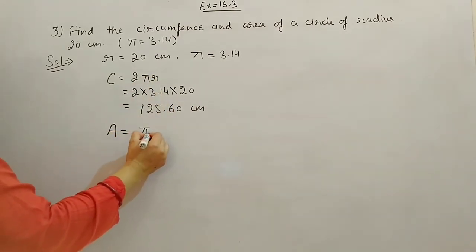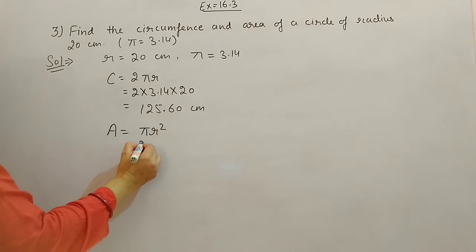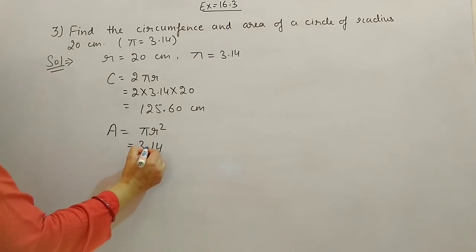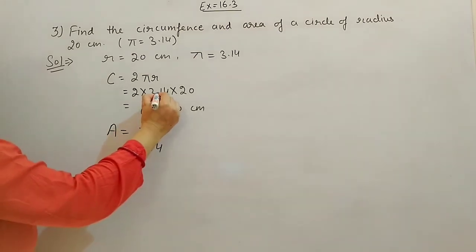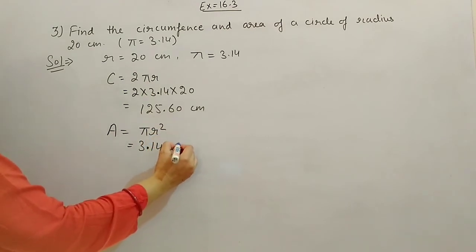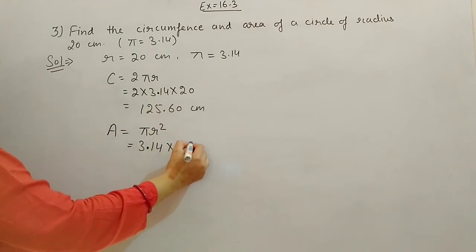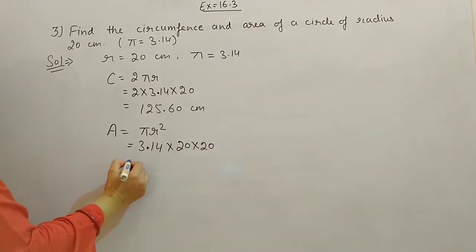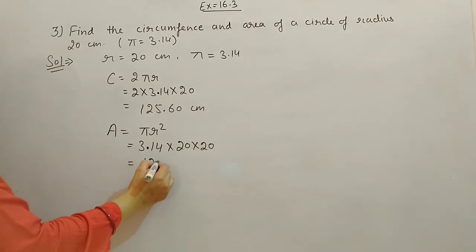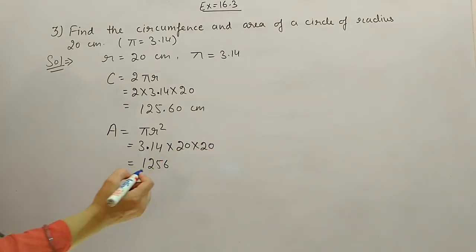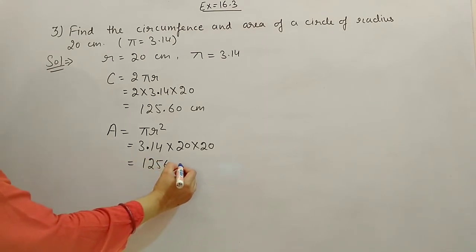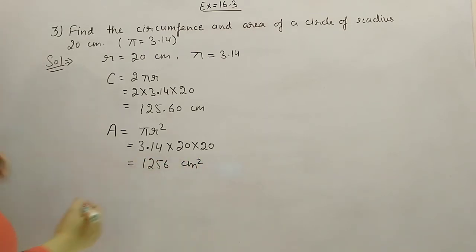Next we have to find out the area. Area is equal to pi r square. Pi value is 3.14 into 20 into 20. After multiplication we will get 1256 centimeter square. After 6 you will get 0.00, which is not necessary to mention.